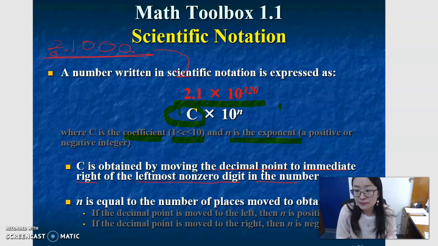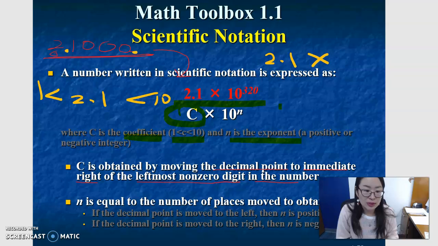The original decimal point is here. I move the decimal point to the immediate right of the leftmost non-zero digit, which means my decimal point will be moved here. So then I will get 2.1. Now it's bigger than 1 and smaller than 10. So my 2.1, the C part, is ready.